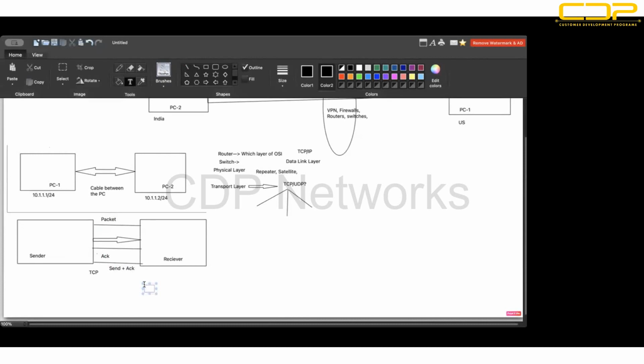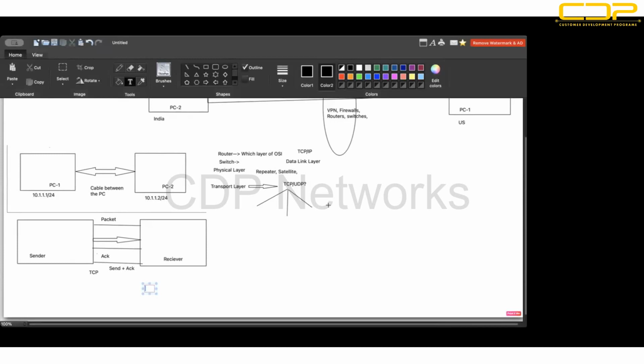This is TCP. But in UDP, there is no three-way handshake. The sender will send the packet or traffic to the receiver, and the sender doesn't care what is happening with the packet, whether they are receiving it or not. This is simple TCP and UDP.